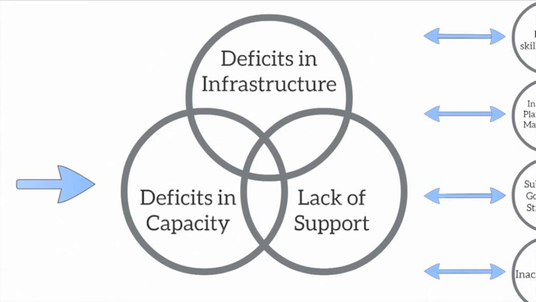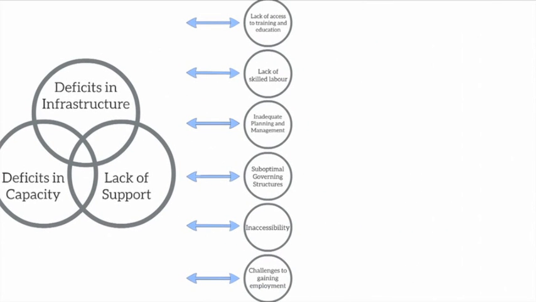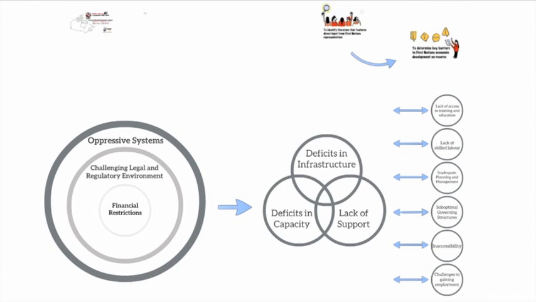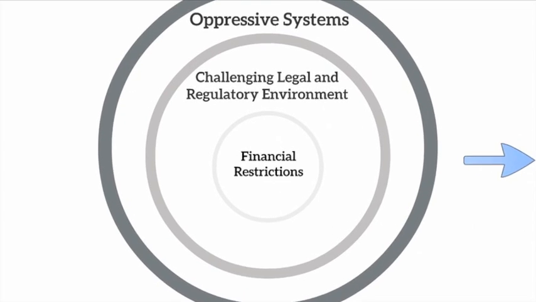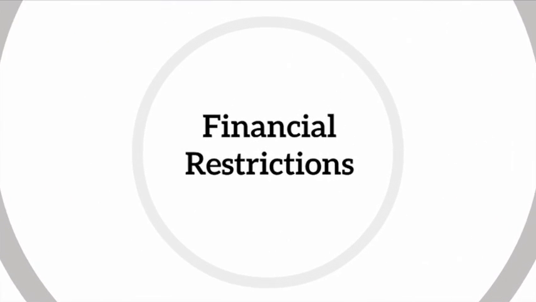Secondary barriers manifest as a result of the primary barriers and create tertiary barriers. Tertiary barriers also work in the opposite direction to influence and reinforce secondary barriers. Finally, tertiary barriers are themselves interrelated. The primary barriers are the following: oppressive systems, challenging legal and regulatory environment, and financial restrictions.